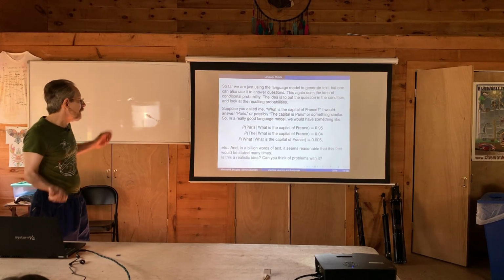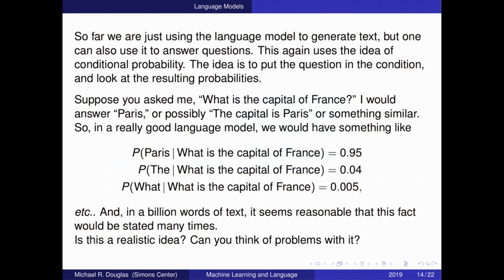Suppose, as an example, you ask me, what is the capital of France? And of course, I would say Paris, or maybe I'll say, well, the capital is Paris. I might say something else. If the language model is modeling a person who knows that, then that could be reflected in these probabilities. What is the capital of France? That was the condition, the text that came before. And then what's the next word going to be? Well, probably it's going to be Paris, because that's the answer. So we're going to give that 95% probability.